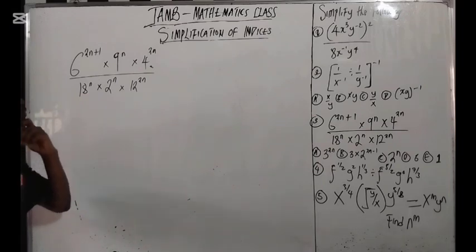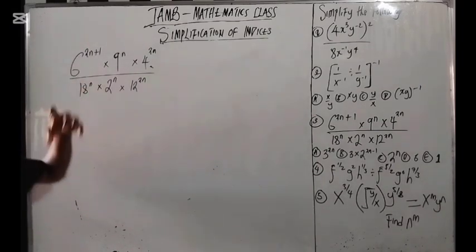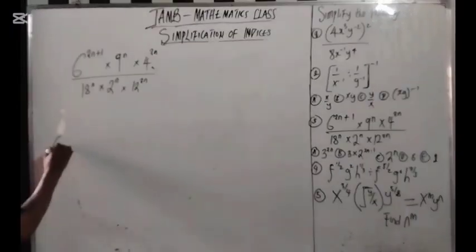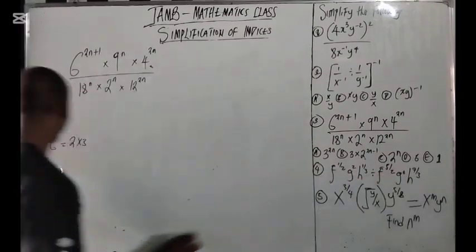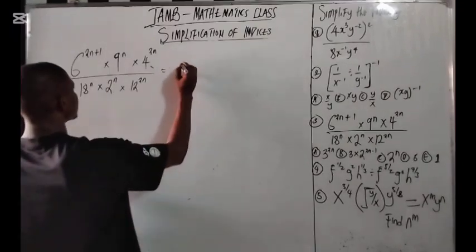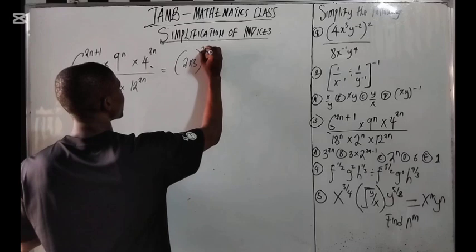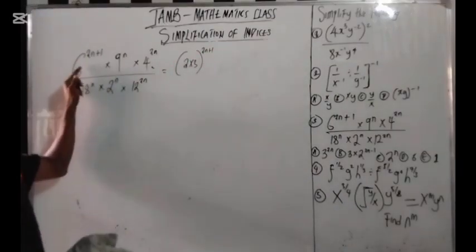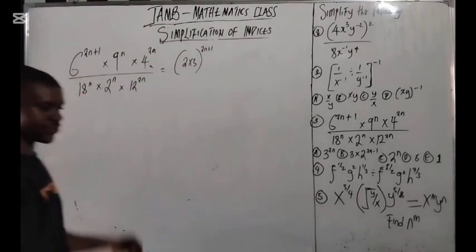If you look at this one here, 6, to be able to break this down, it's going to be 2 times 3. Remember, 6 equals 2 times 3. Now, by breaking it down here, I will have 2 times 3 raised to 2n plus 1. It's okay. So that is this one here. I've written it as this, which is the same as this one here, right?